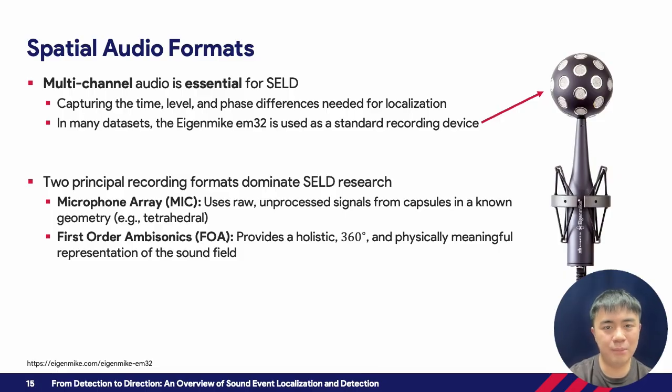Now, second, and the more commonly used format, is the first order ambisonics, or FOA. The raw signals from the tetrahedral array are often called A format, which are then mathematically encoded into the standardized 4-channel B format, W, X, Y, and Z. So this B format is a holistic 360-degree and physically meaningful representation of the entire sound field.